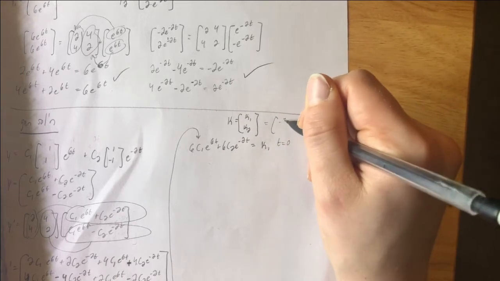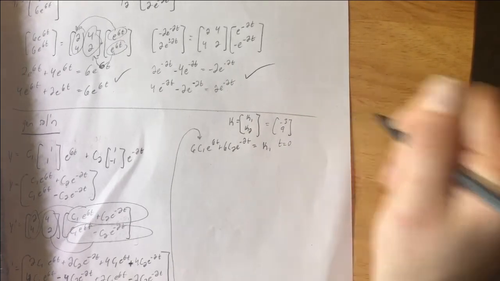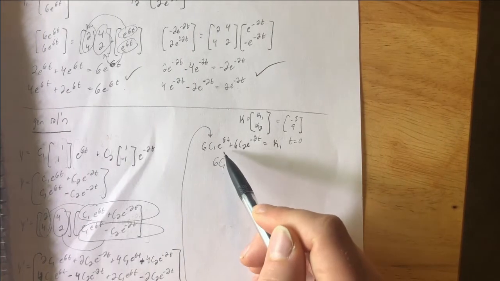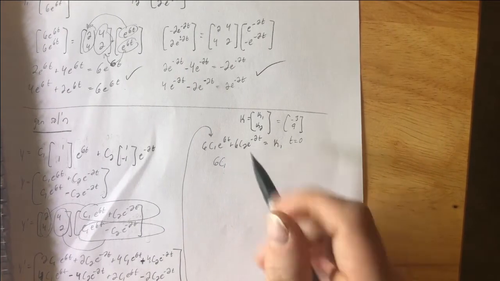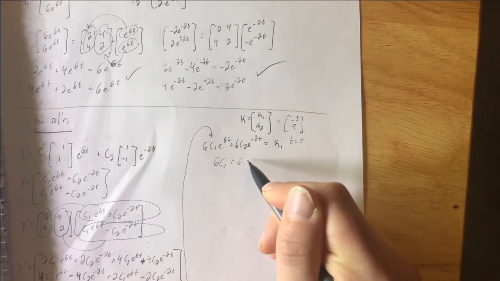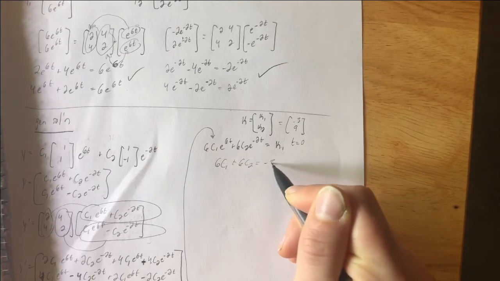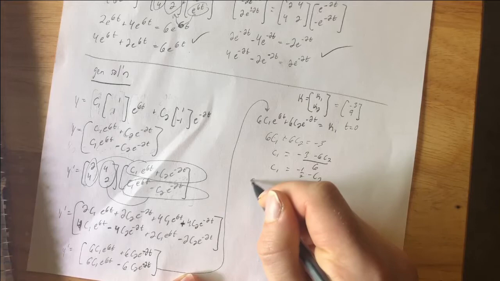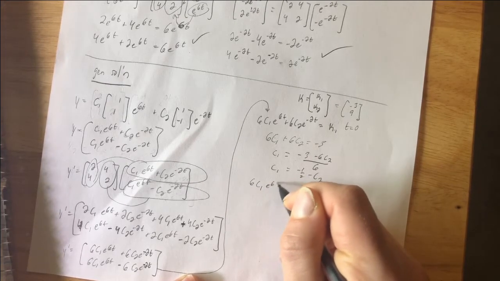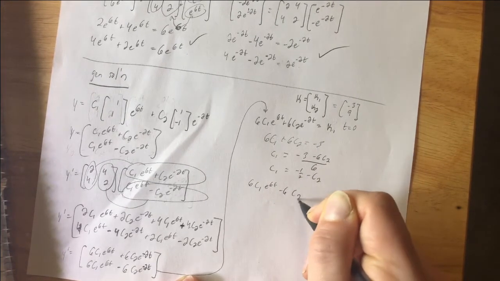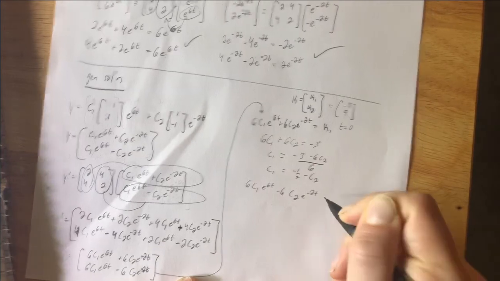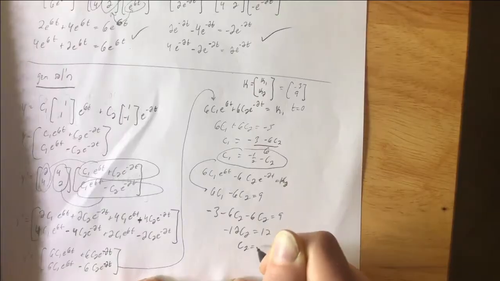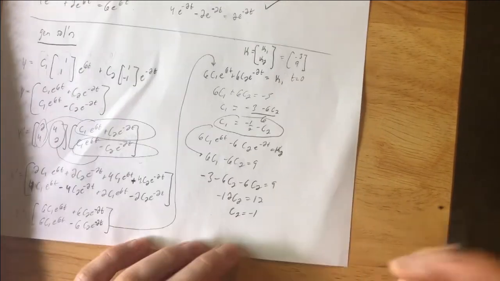Obviously it's going to be equal to negative 3 and 9 for this initial value. We know that 6c1 e to the 0 is going to equal 1, so it's just going to be 6c1 plus 6c2 equals negative 3. Now if we solve for our second equation, it's going to come out to be 6c1 e to the 6t minus 6c2 e to the negative 2t is going to be equal to k2. c2 is going to equal negative 1.